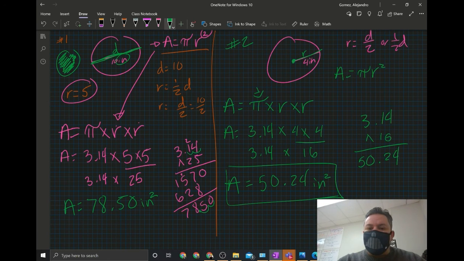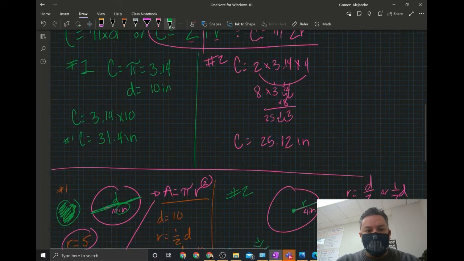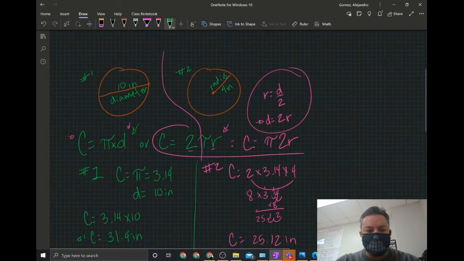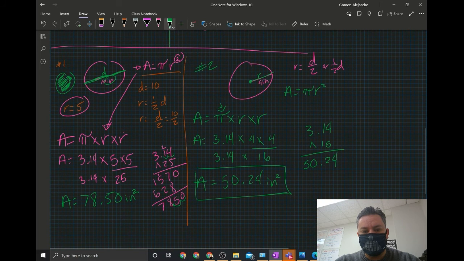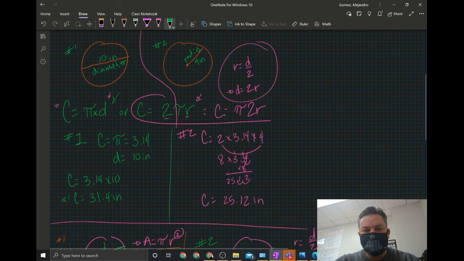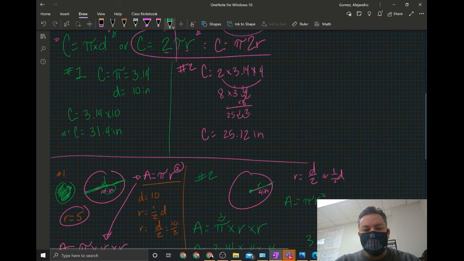Any questions about how to find the area or the circumference? Anybody?